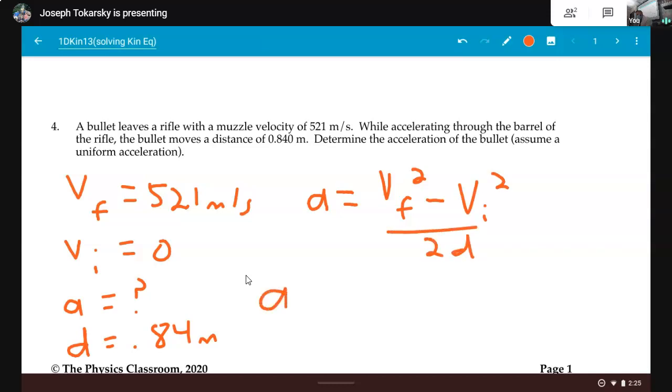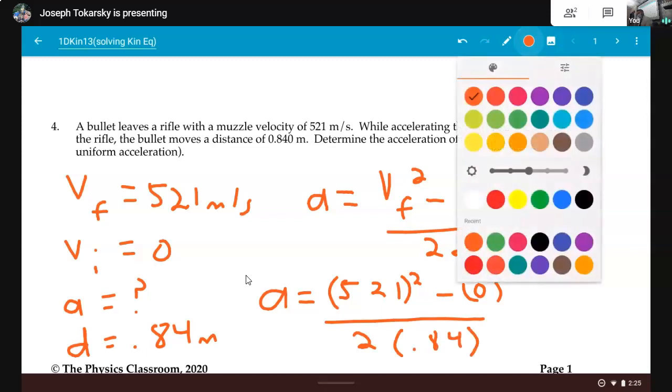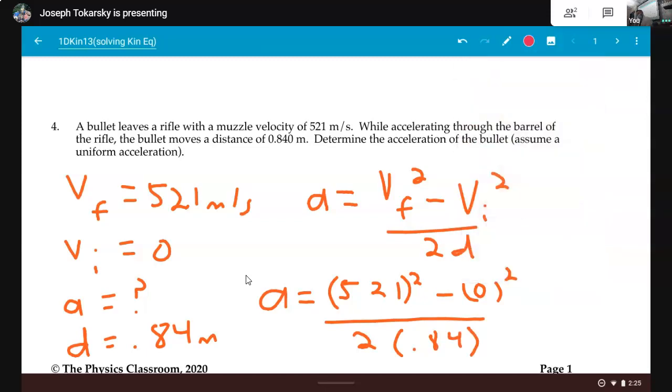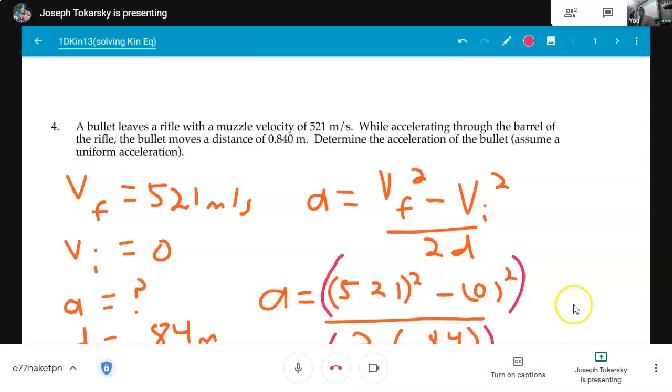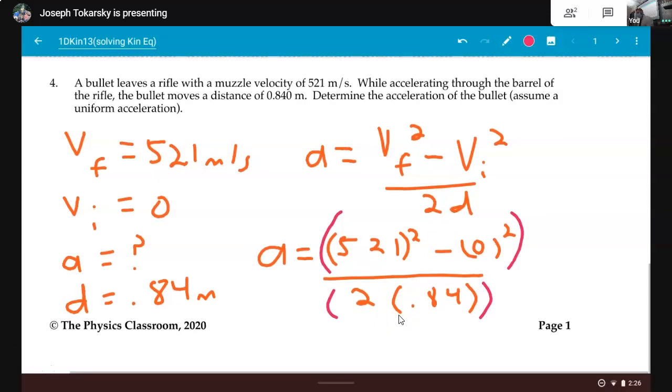So plug in our numbers. 521 squared minus 0 squared, which of course is going to be 0, all over 2 times 0.84. Again, if you're going to plug in everything at once in your calculator, you should really put parentheses around the whole numerator and around the whole denominator so it doesn't make a calculator mistake. Another option, if you don't like doing that, is to calculate the numerator as a number all by itself, then divide those two results. If you do that, you should get the correct answer as well with no mistakes.